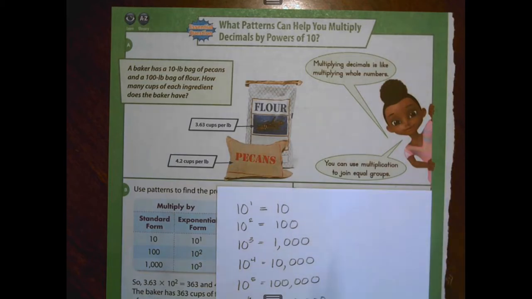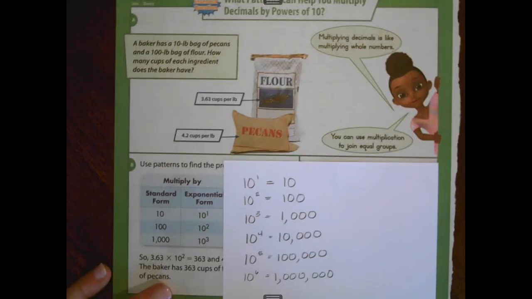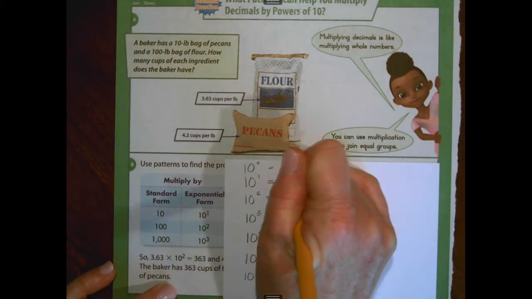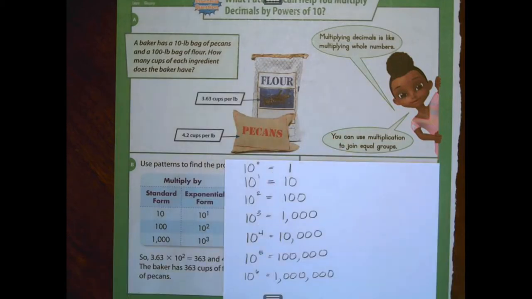Another way to look at it is the exponent tells you the number of zeros that are with the number 1 in the product. And the very last one that I didn't talk about was 10 to the 0 power. And 10 to the 0 power is simply number 1. It has no zeros with it. So those are the powers of 10 that we worked with.